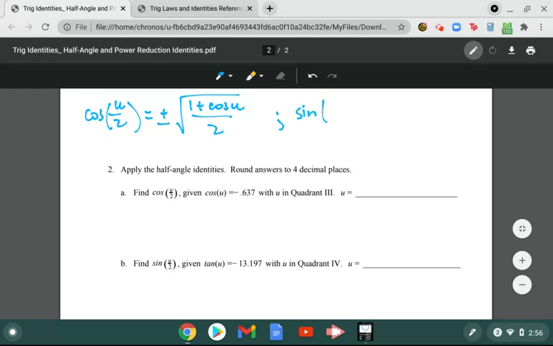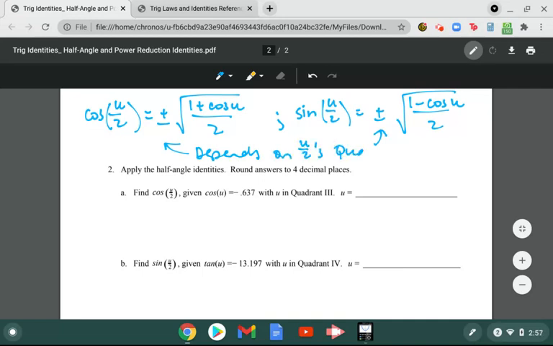Sine looks almost identical except for the negative sign, the subtraction symbol in the numerator, 1 minus cosine of u divided by 2. This plus or minus here depends on u over 2's quadrant. And we'll see how to get there. So that just determines, is cosine going to be negative or is cosine going to be positive for the angle that we're working with?